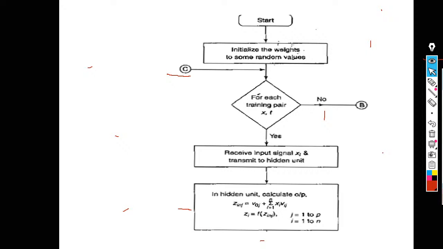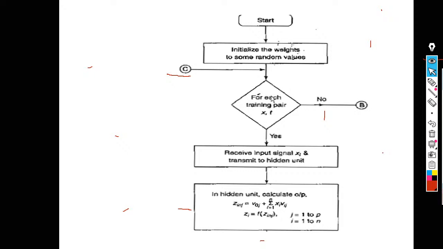So if you see here, the first is the start, and then we initialize the weights. We can initialize the weights with some random values, and for the problems it's already given to you in the diagram, but from our side, if you want, we can initialize with random weights. And then there is one C point which we'll see. And then for every training pair of input and the target, if this is no, then it will go to the B part, that I'll tell you.